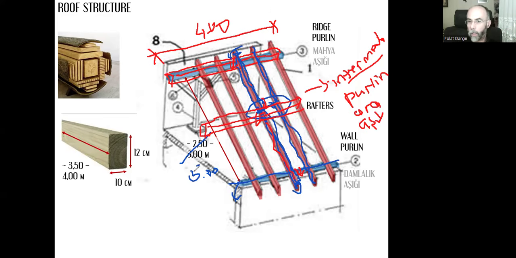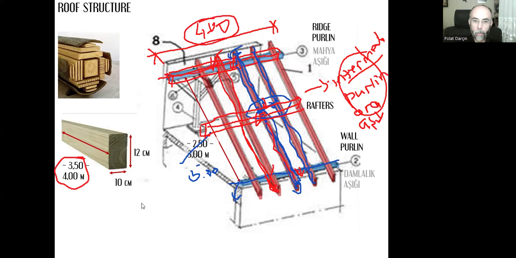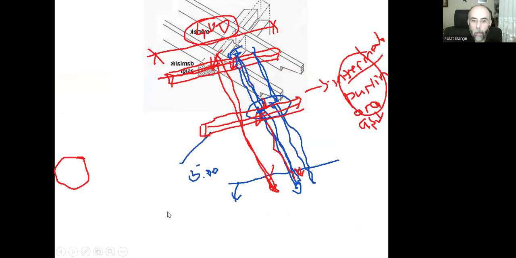That's if it's longer than 3 meters. But if it's up to 3 meters, we don't need this intermediate purlin, obviously, because we will be using only one piece here up to 3 meters, so that it will be supported on this end and on this end. Okay, for the rafters, this is the limit, 4 meters. Let's move on. Okay, I need to clean these things.